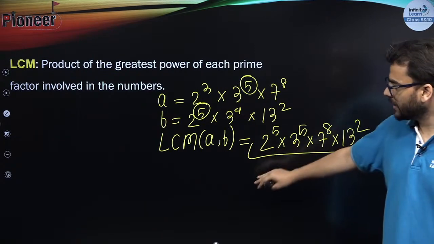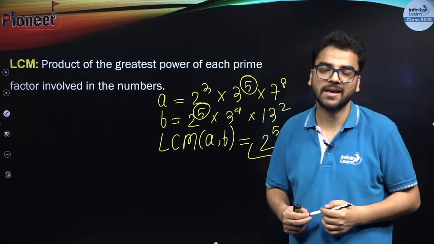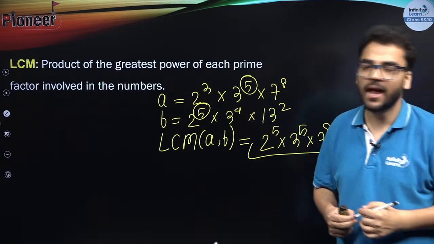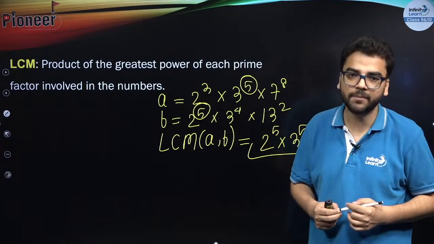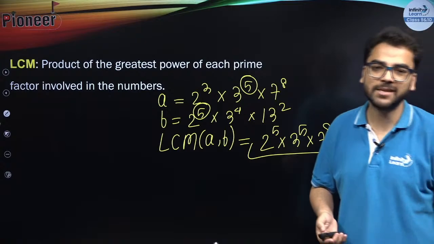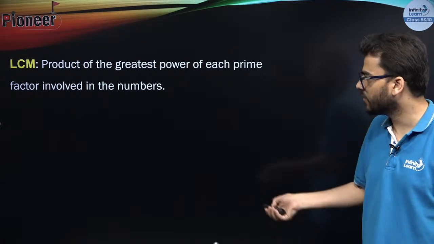And I hope it is clear how to find the LCM and HCF of two numbers. The highest common factor, which you call the greatest common divisor as well, and the least common multiple or the lowest common multiple of two numbers. It's a very basic thing which you have been studying since childhood. So let us do some questions on LCM and HCF over here.